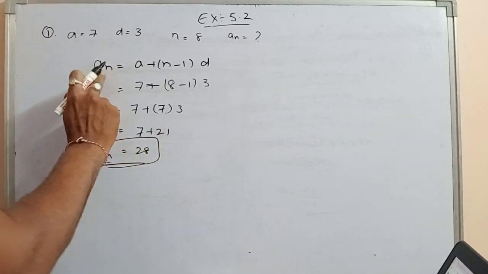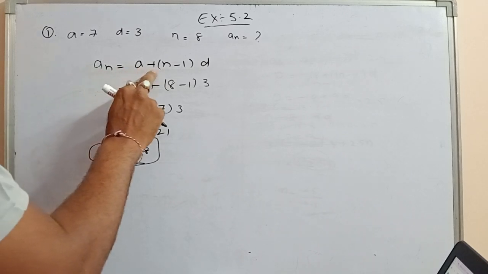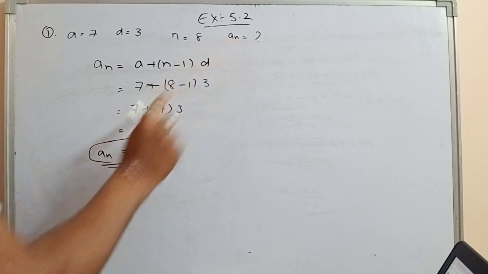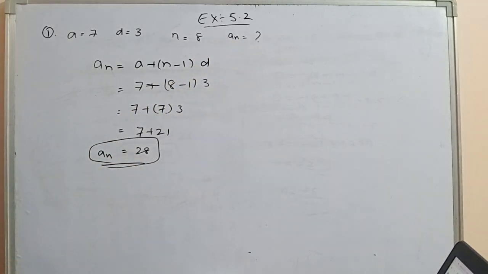By substituting the given values into the formula an is equal to a plus n minus 1 into d, the value of an is 28.